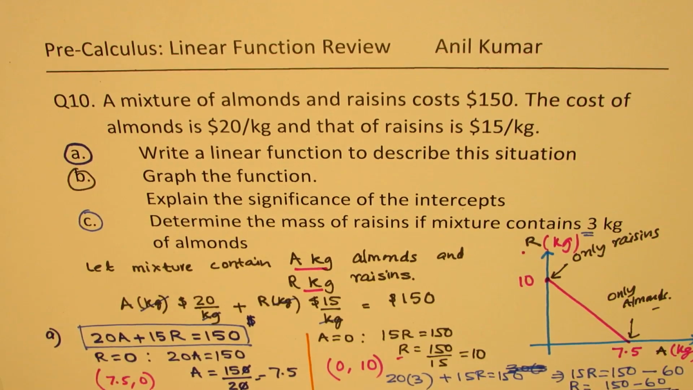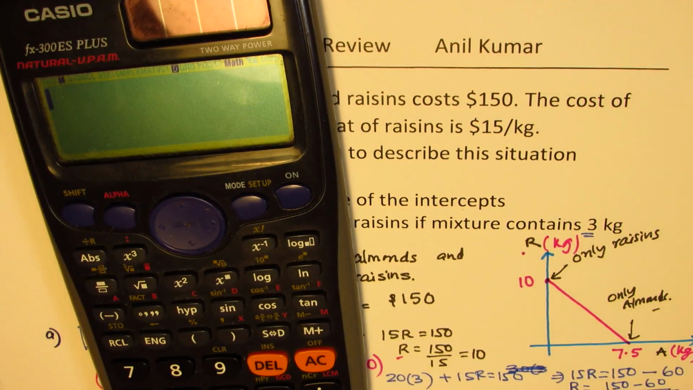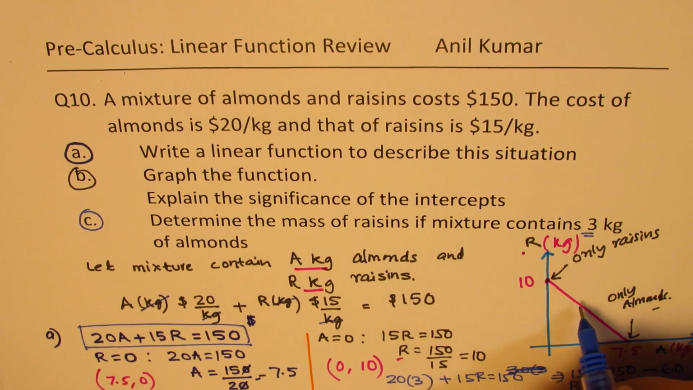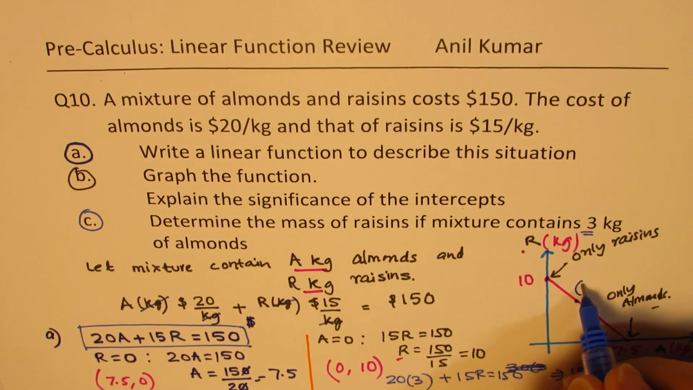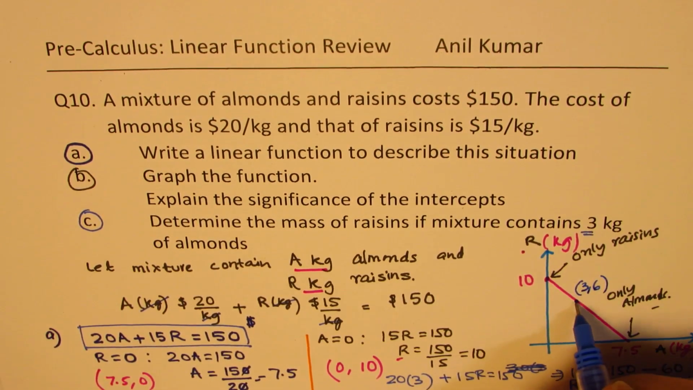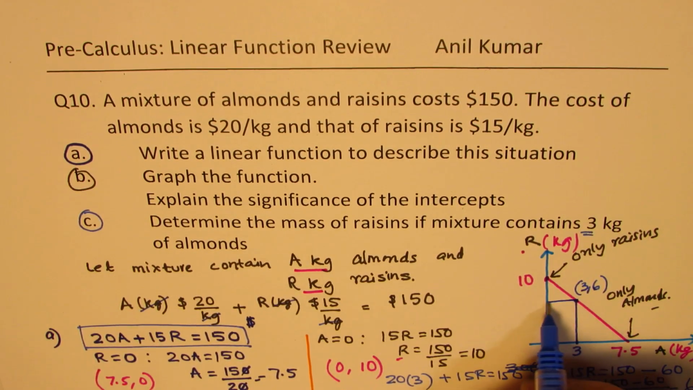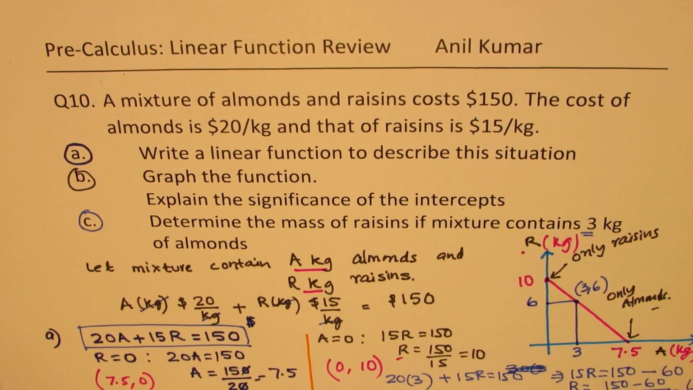So raisins will be 150 minus 60, which is 90, divided by 15. We get our answer, which is 6. So we get 6 as the quantity for raisins. Somewhere here, let's say, the point will be (3, 6), where the almonds are 3 kg and the raisins are 6 kg. Does it make sense to you?